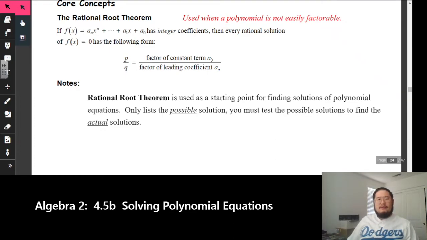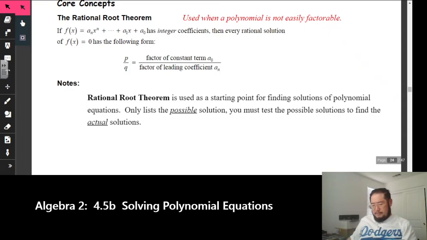Well, you have. Most of the time so far in these polynomial equations, they have been able to be factored and you're able to solve them out. Well, today we're going to be using this rational root theorem because these polynomials that we're looking at are not easily factored. And so how do you do it?